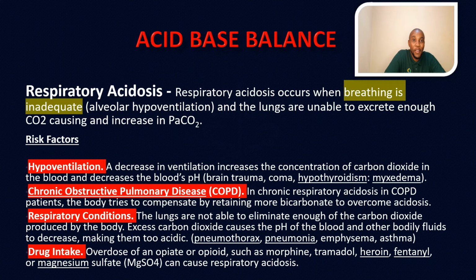Drug intake, such as an overdose of opioids, can also contribute to respiratory acidosis. Opioids, remember from your pharmacology, include morphine, tramadol, heroin, and fentanyl. Another drug which can contribute to respiratory acidosis, but is not an opioid, is magnesium sulfate. This one we normally use in obstetrics for patients who have eclampsia and pre-eclampsia.